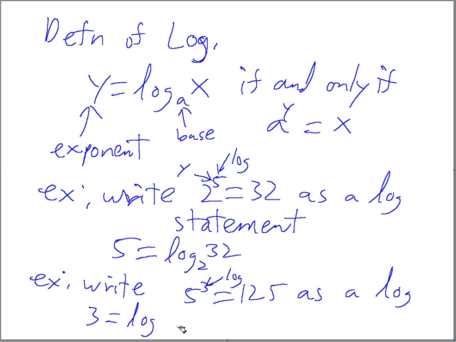Log. What's the base again? This time the base is 5, right? 5 cubed is 125. So 3 is the power I need to take 5 to get 125. So 3 is equal to what? Log base 5 of 125. All right, so this is how we convert the exponential equation into a log equation.